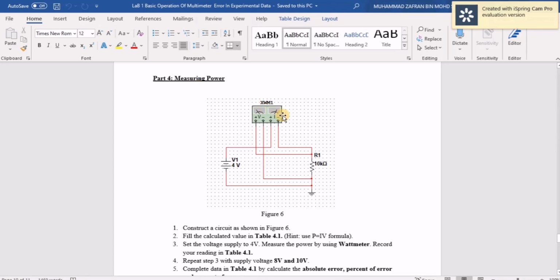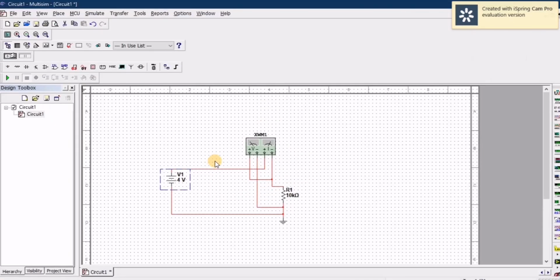This is the circuit which we need to build in the Multisim software to get the reading for the power. This is the circuit that we need to construct to get the reading from the wattmeter, which is we need the power supply with 4 volts. This is the DC power supply. This is a resistor with 10k ohms, and ground. This is the wattmeter.